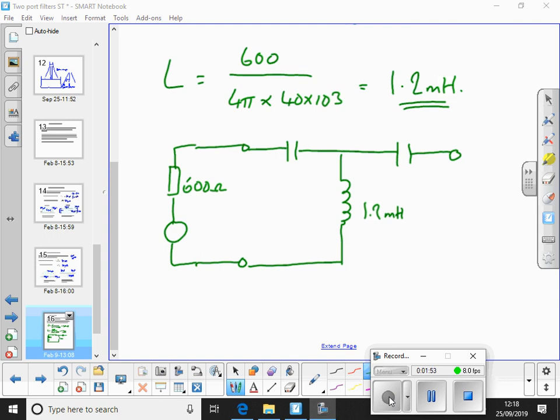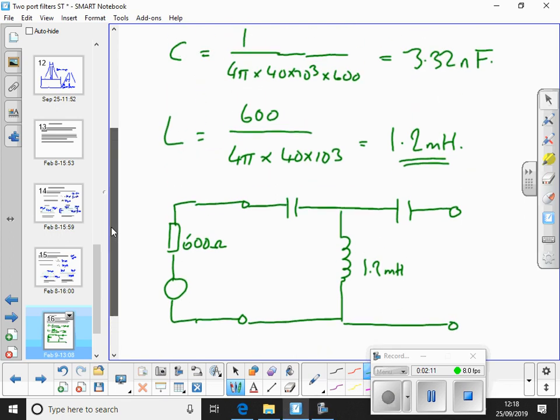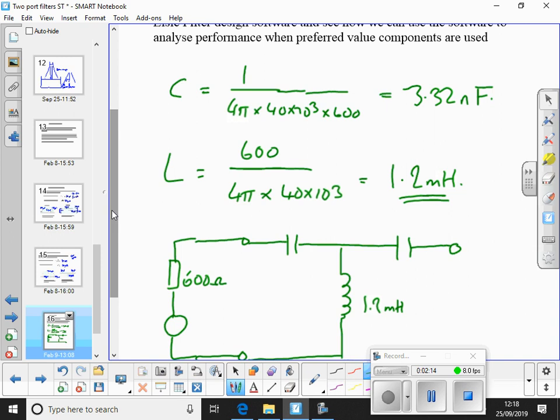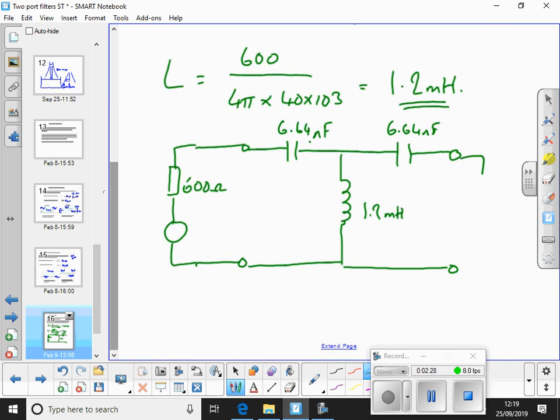But what you'd have to bear in mind is that some of them are tolerance plus or minus 10, some are plus or minus 20. Quite wide tolerance inductors. Yeah. And here we've got to put twice the capacitance value in this here. So you're talking 6.64 nF in each side, and that filter is designed to be connected to a load of impedance 600 ohms.